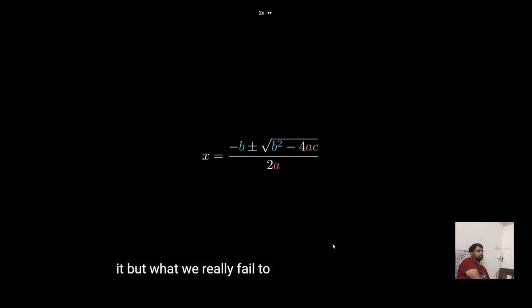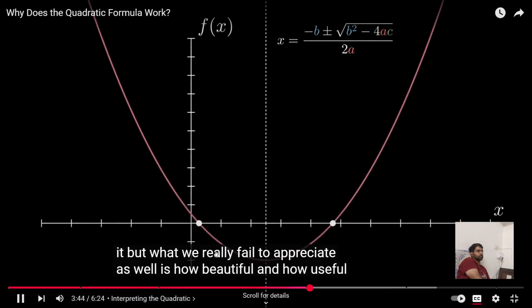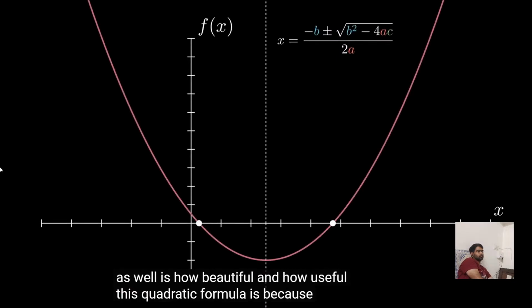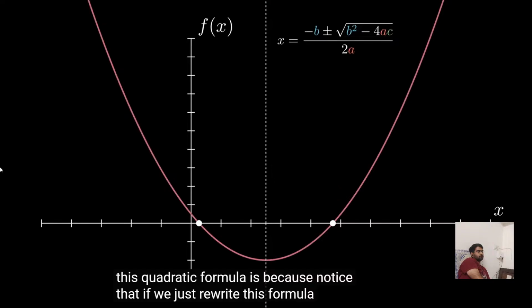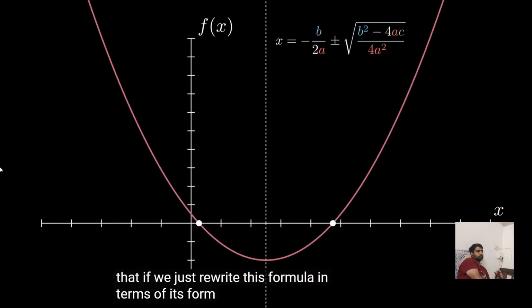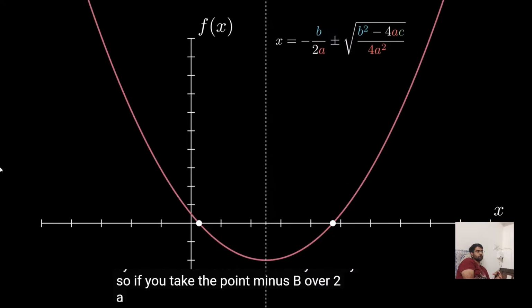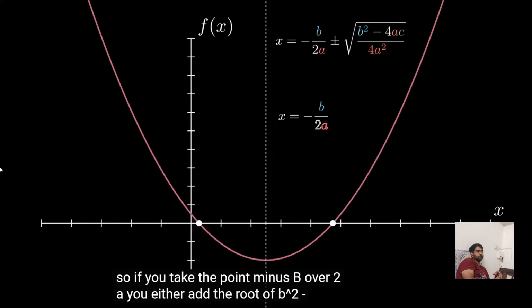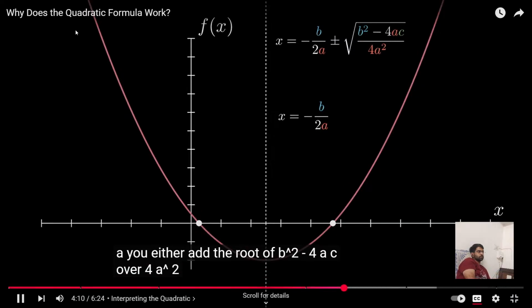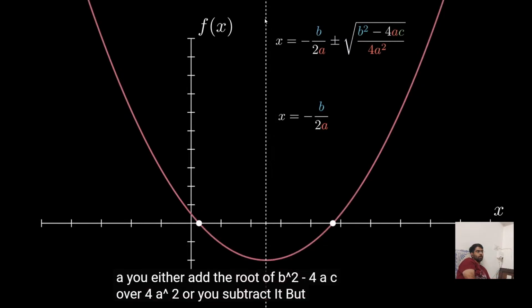But what we really fail to appreciate is how beautiful and how useful this quadratic formula is. Because notice that if we rewrite this formula in terms of its form as shown before, this basically tells us there's a sort of symmetry to the roots of the quadratic, in that they're both symmetrical across the line of symmetry. So if you take the point minus b over 2a, you either add the square root of b squared minus 4ac over 4a squared, or you subtract it.